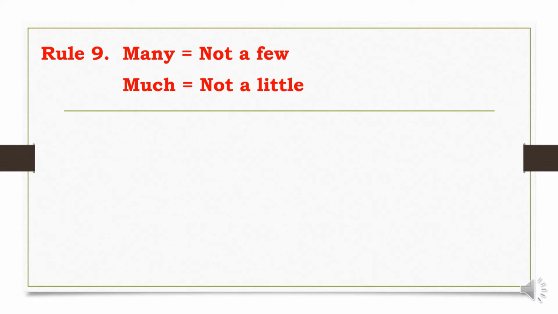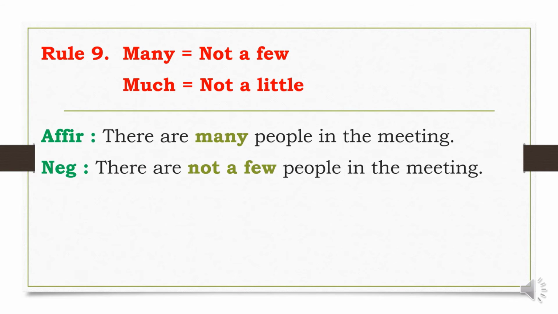Rule 9. If there is the word "many" in an affirmative sentence, while making it negative, we have to replace the word "many" with "not a few." And if the word "much" is there in an affirmative sentence, then we have to replace it with "not a little." That means "many" will be replaced with "not a few" and "much" will be replaced with "not a little." And there should be no other change.